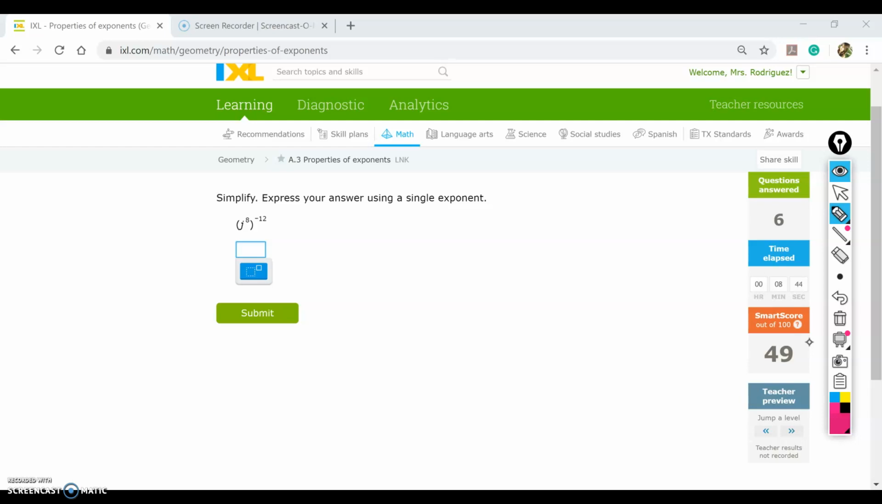Ooh, smart kids. So yes, if you multiply 8 times negative 12, you're going to get negative 96. So the answer would be j to the power of negative 96. Now you can be wondering, Ms. Rodriguez, it's because I don't get it. Why are you putting it as negative right now?